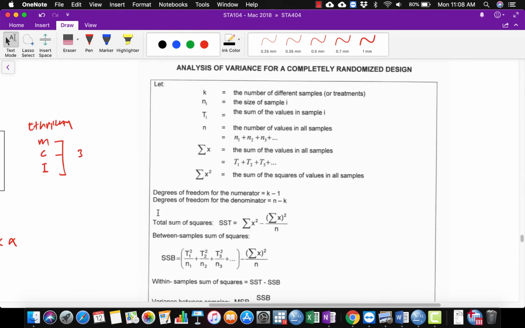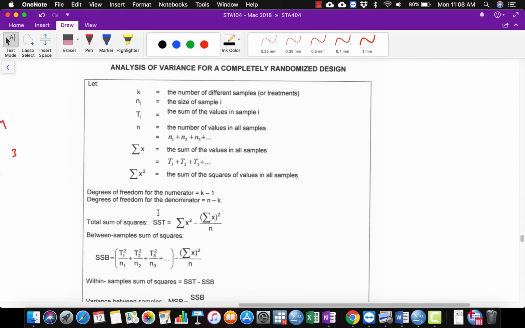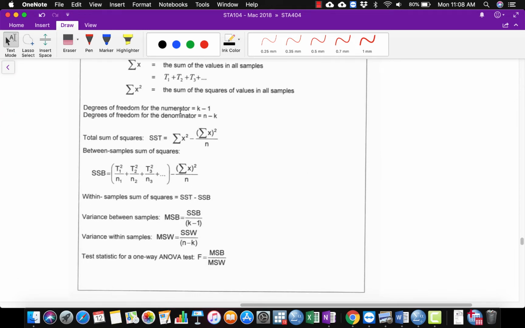In the final exam, you're going to get this formula given on the back side. So you need to explain: K is the number of different samples or treatments. Basically, K is the number of groups. N1 is the sample size. T is the sum of the values of the sample. N is the number of values in all the samples, right? And the degree of freedom for the numerator is K minus 1.